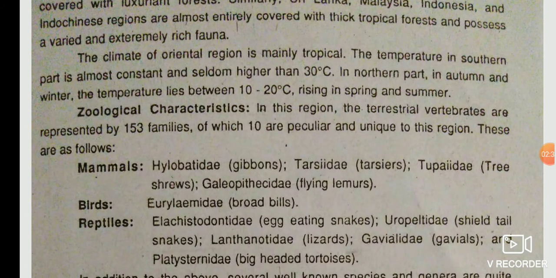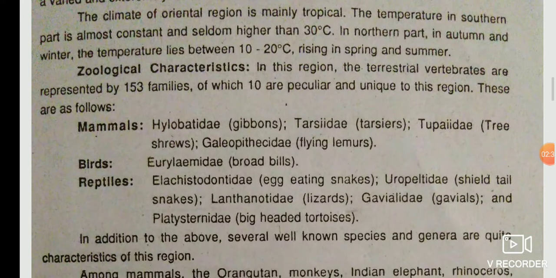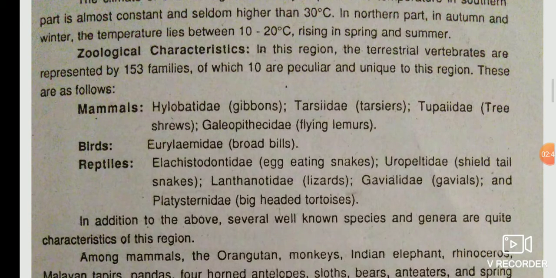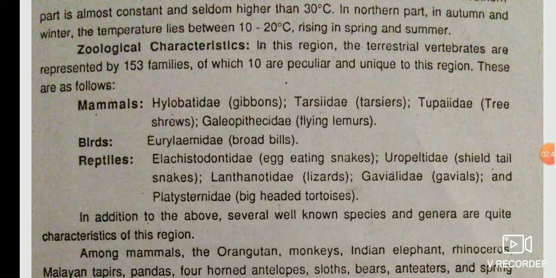Zoological characteristics in this region: the terrestrial vertebrates are represented by 153 families, of which 10 are peculiar and unique to this region. These are as follows.